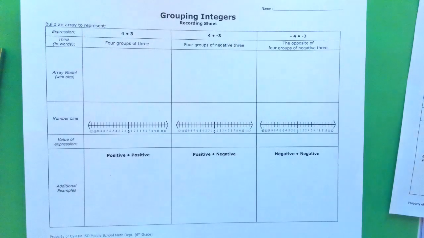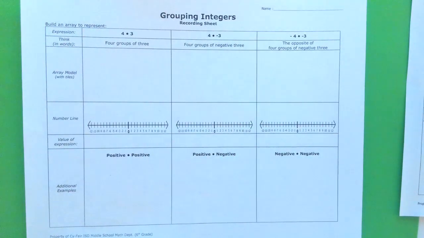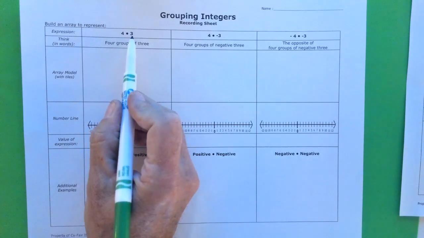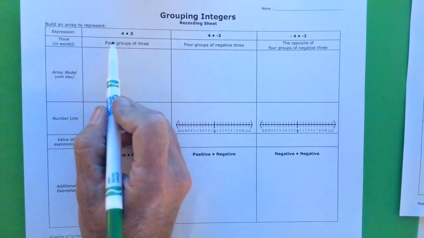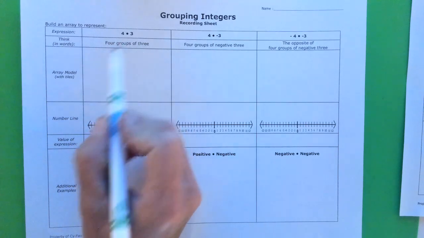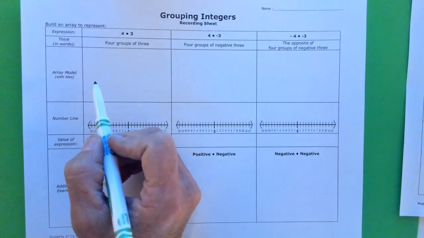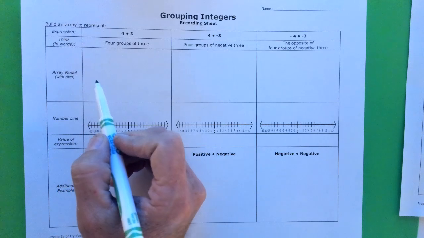Here we go! Hey everybody, we are going to do grouping integers. Here's our recording sheet. And think in words. We have this expression 4 times 3. What that means is I'm going to have 4 groups of 3. An array model with tiles would be to set them up in rows or columns.